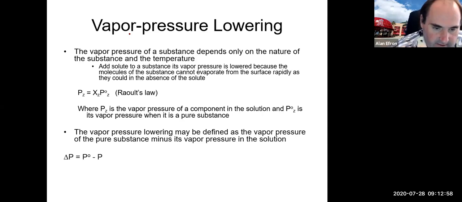There's a formula over here, P_A equals X_A times P_A°. P_A is the vapor pressure of the component in the solution, the vapor pressure of the substance in the solution with the stuff floating around. X_A is the mole fraction, which again is what we talked about previously. And P_A° is the vapor pressure of just the pure substance by itself. When we talk about vapor pressure lowering, it's defined as basically the pressure of the pure substance minus the pressure of the substance in the solution.